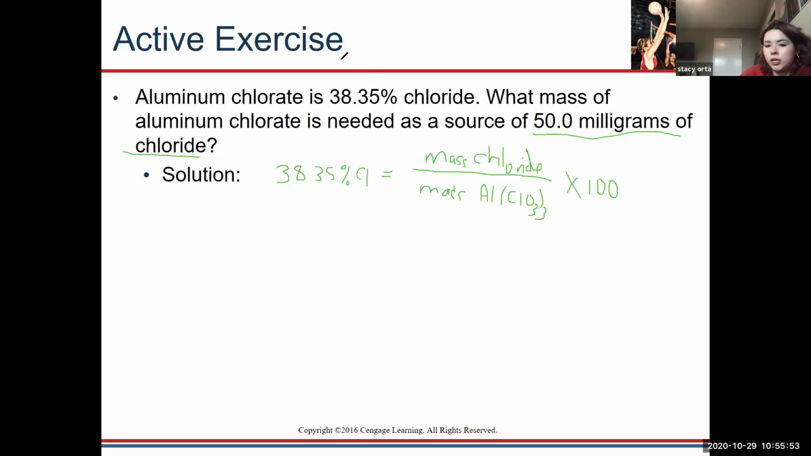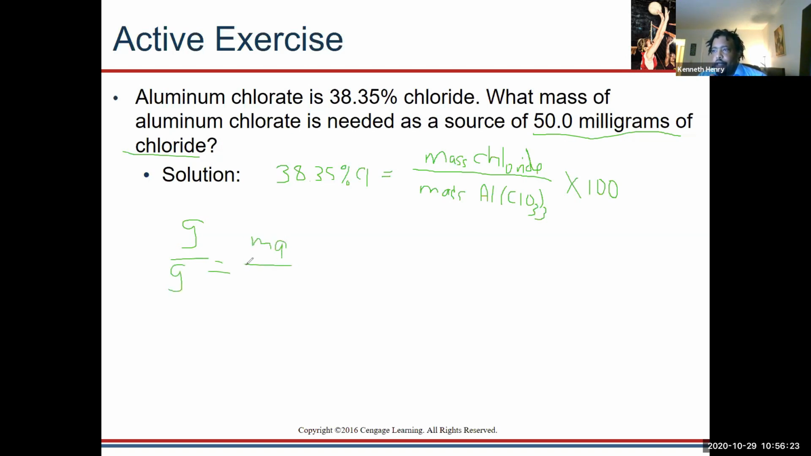Do you need to change it? Never mind. That's a good question. So do I need to change it to grams? Because that's what you were going to say, right? If my units are going to cancel out, will I need to change it to grams, or can I just leave it in milligrams? Milligrams over milligrams are the same thing as grams over grams. As long as the units are consistent, they're going to be the same. So I could leave it as milligrams.